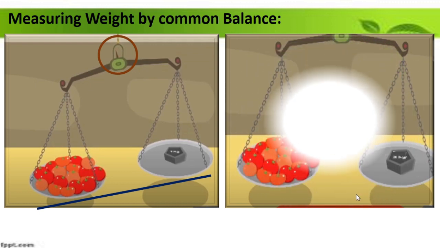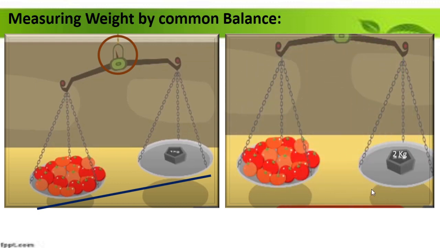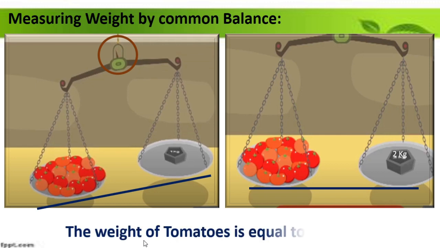Here you can see the level of the pans. They are exactly equal. They are at the same level. Here we can see these weigh 2 kg. These tomatoes weigh 2 kg, isn't it? Here we can write the weight of tomatoes is equal to 2 kgs. They are more than 1 kg and they are equal to 2 kg.